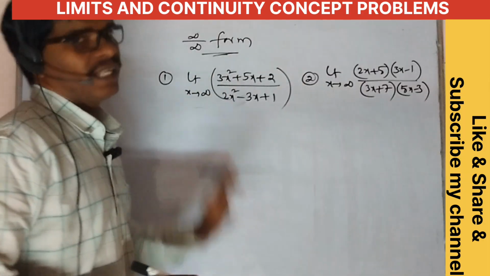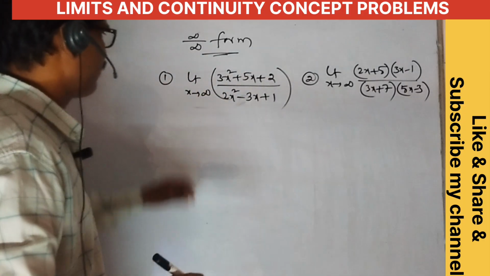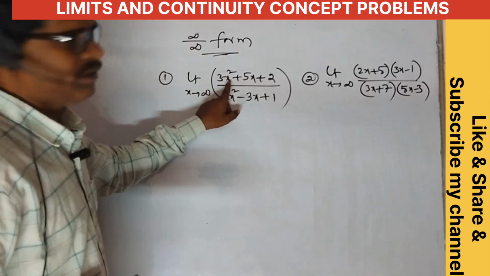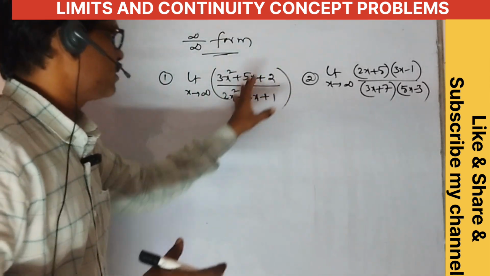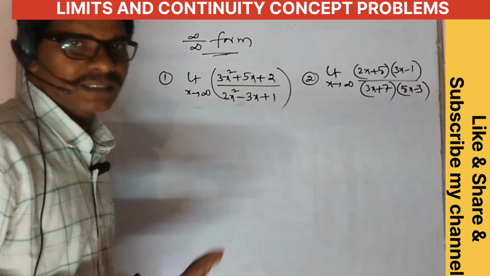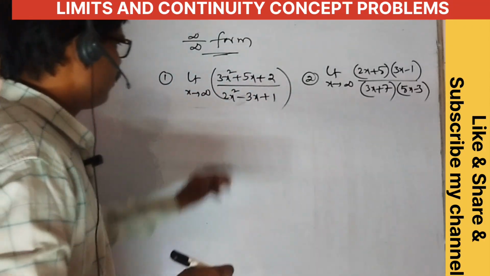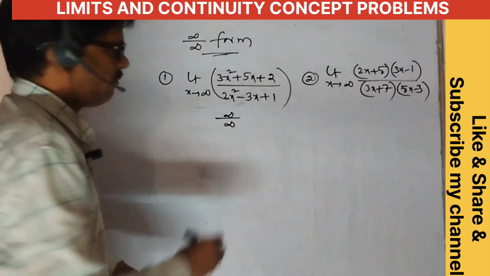Next, the infinity by infinity form. These are indeterminate forms, infinity by infinity. Here, the numerator is 3 into infinity, plus 5 into infinity, and so on; the total is also infinity. The denominator is also infinity minus infinity plus 1, which is also infinity. Here it is the infinity by infinity form.